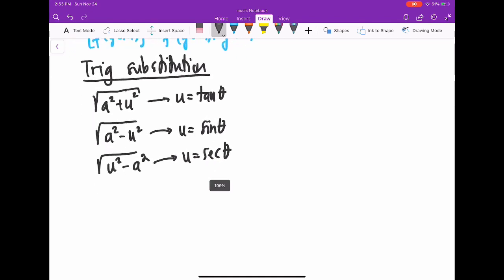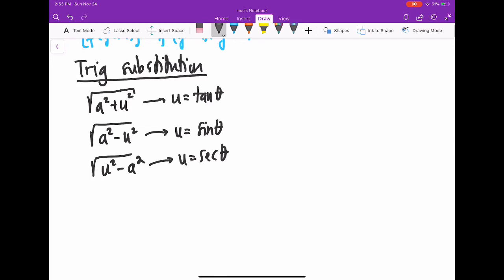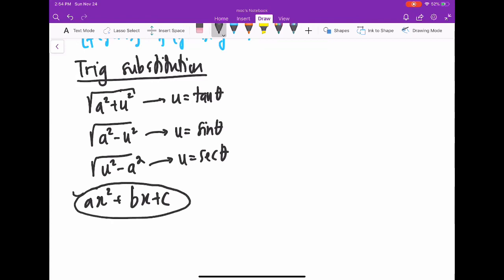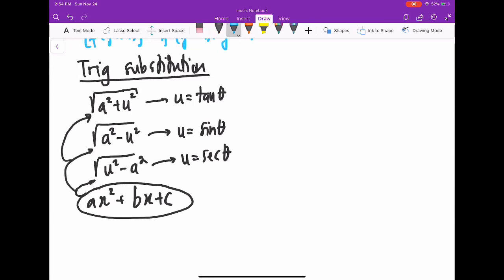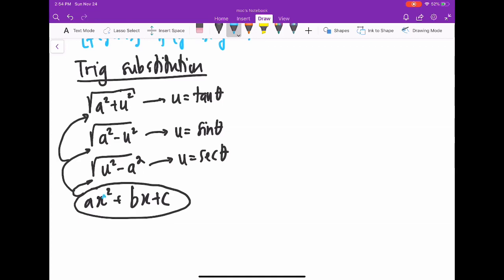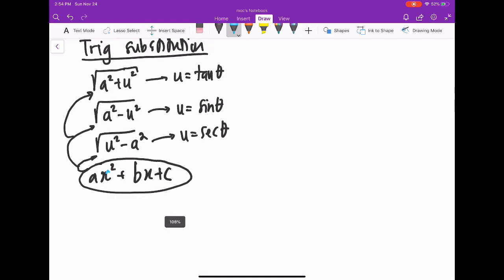One more thing I want to mention in this topic is, sometimes they give you a polynomial. Let's consider the simplest case, a quadratic polynomial like ax squared plus bx plus c. You have to know how to rewrite this polynomial in the form of one of these three forms. That is very important because sometimes you cannot integrate directly, so you have to convert it into one of those forms and then use trig substitution.